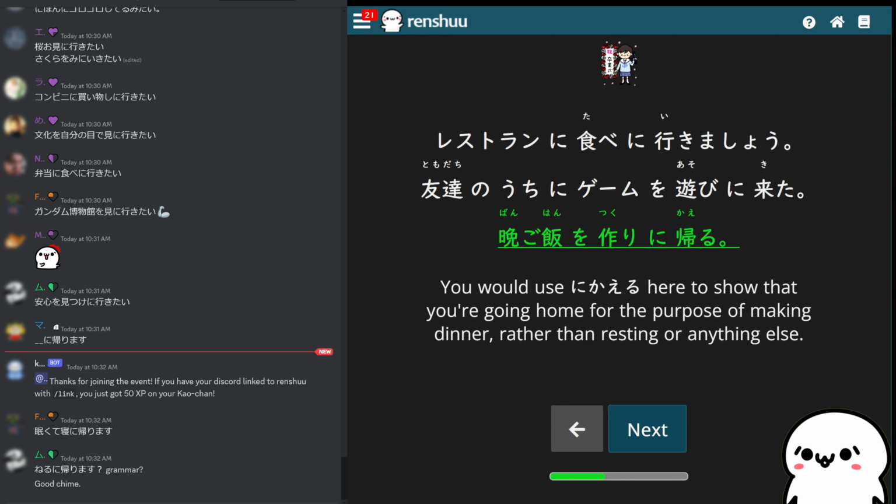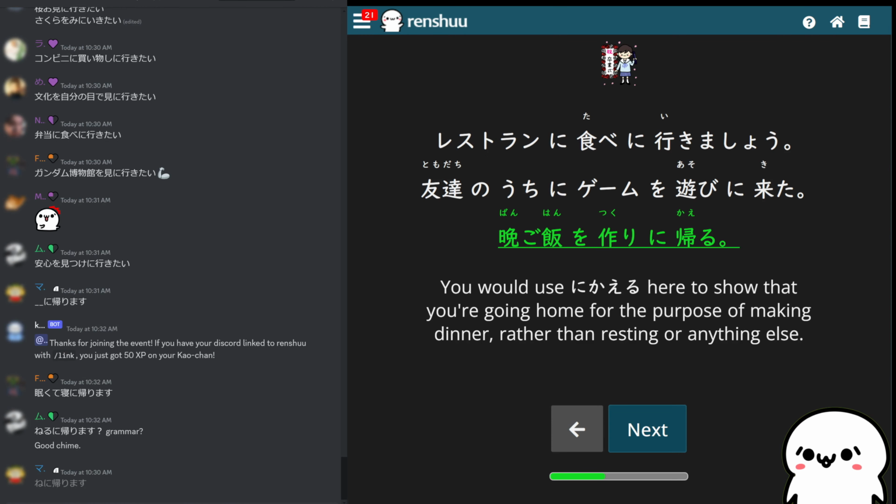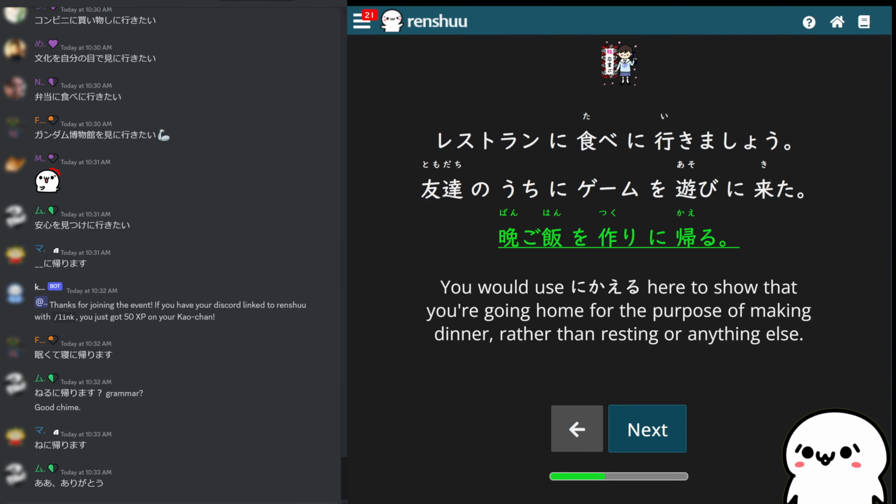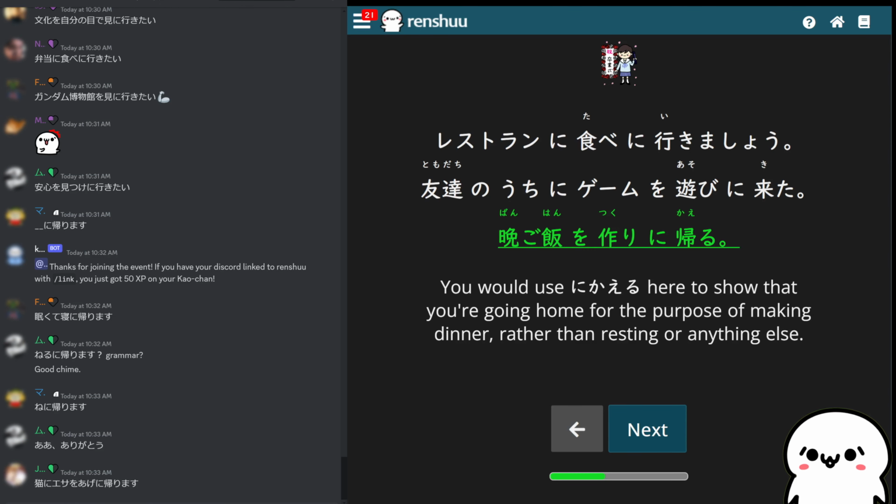But neru ni kaerimasu would not work. It would need to be, if you're writing it in hiragana, ne ni kaerimasu. So I'll give you about 1 more minute to throw out your excuse if you've got one, and then we'll continue.